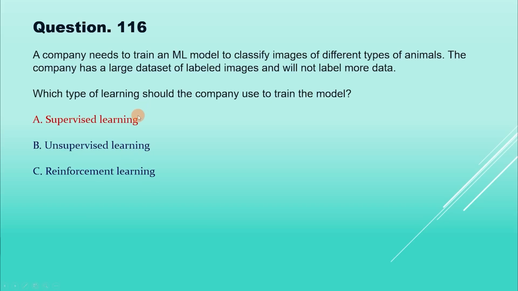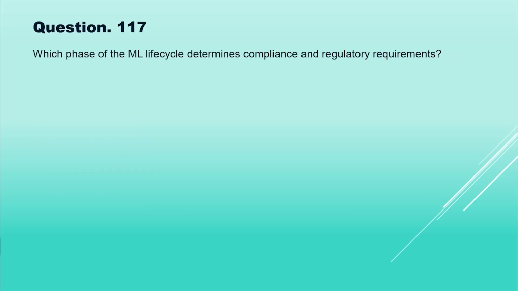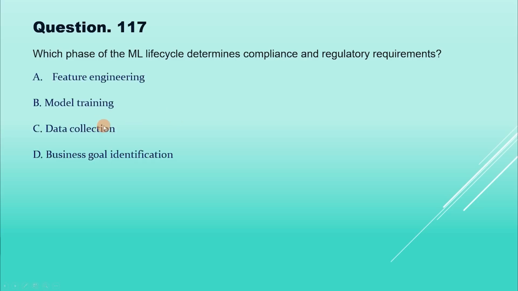Now question number 117. Which phase of ML lifecycle determines compliance and regulatory requirements? Here are the options. Option A, feature engineering. Option B, model training. Option C, data collection. Option D, business goal identification. Take your time to guess the correct answer here.